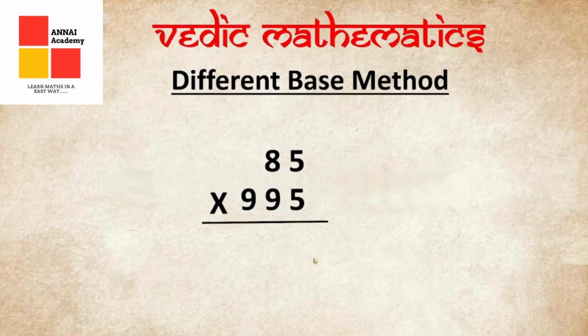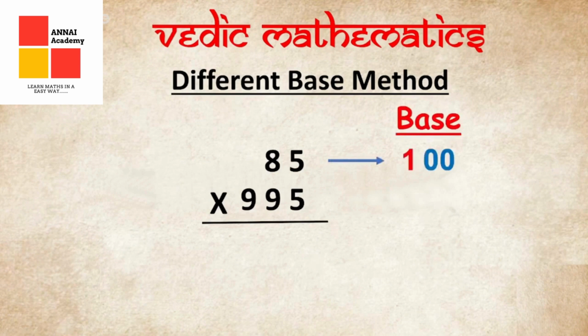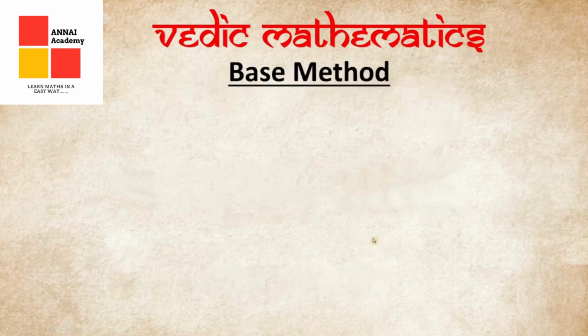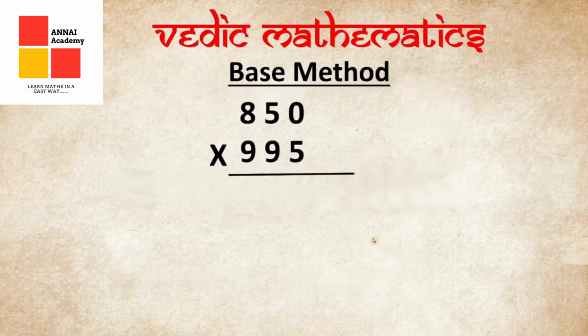First of all, we will write the bases of both the numbers. We have taken the base of 85 as 100 because 85 is very close to 100. Now you will see that there is a difference of 1 and 0 in the bases of both the numbers. So to equal the base, we will multiply 85 by 10 because there is a difference of 1 and 0. So this will be 850. Now we have to multiply 850 by 995.